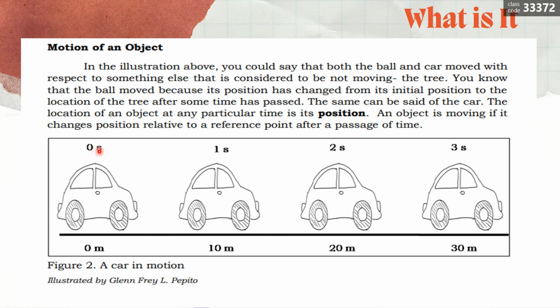So at 0 seconds, we have 0 meters, and at 1 second, we have 10 meters. If it is 2 seconds, we have 20 meters. If it's 3 seconds, we have 30 meters. So we can say that we can multiply it by 10. So the interval is 10. So 2 times 10 is 20. Then 3 times 10 is 30. So that's the easiest way.